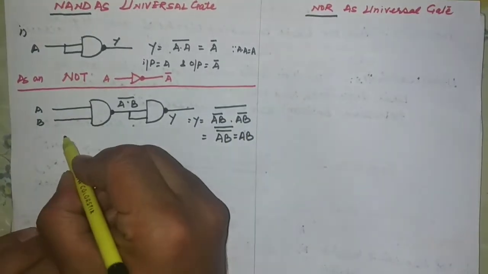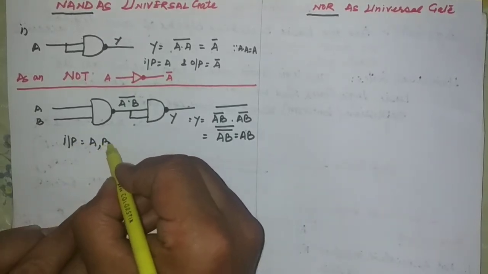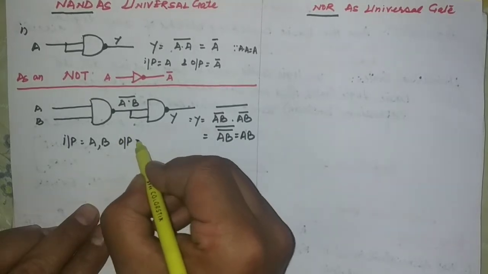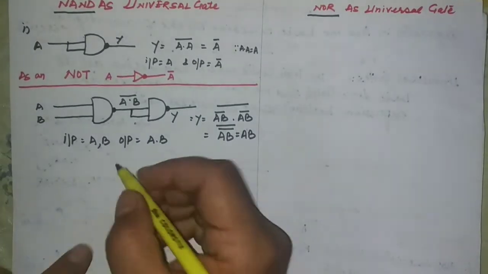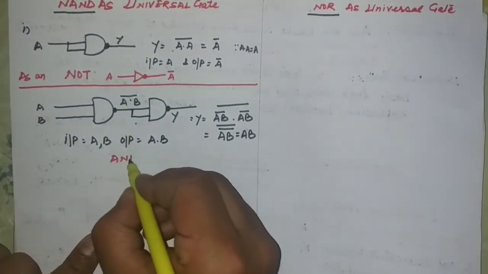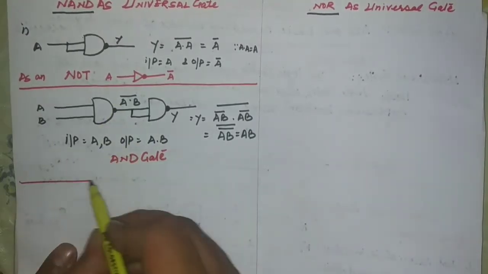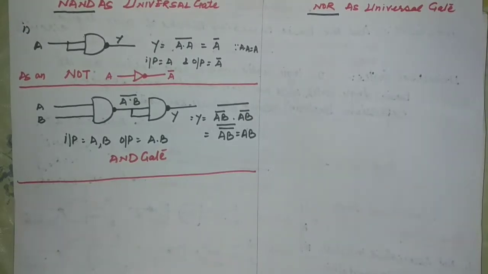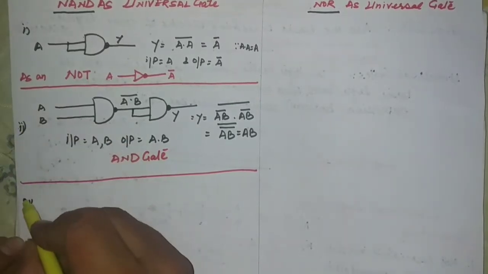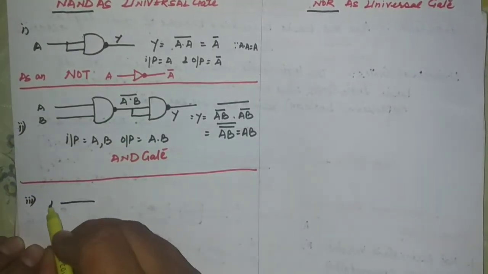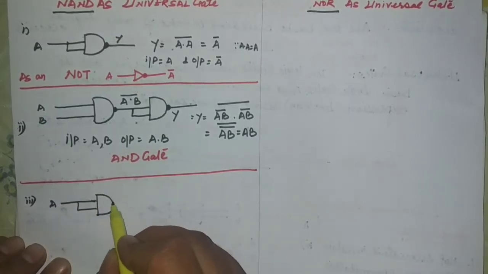So here the input was A, B and the output is A dot B. So we can say that now it is behaving like an AND gate. So this arrangement is an AND gate. Now consider the third scenario. This is input A dividing into two inputs. This is one NAND gate.